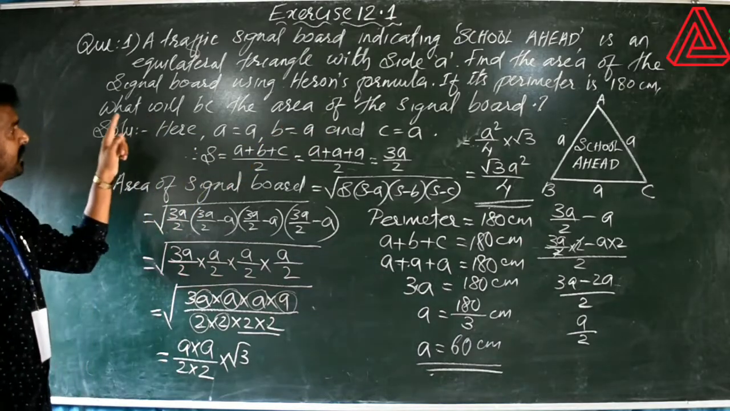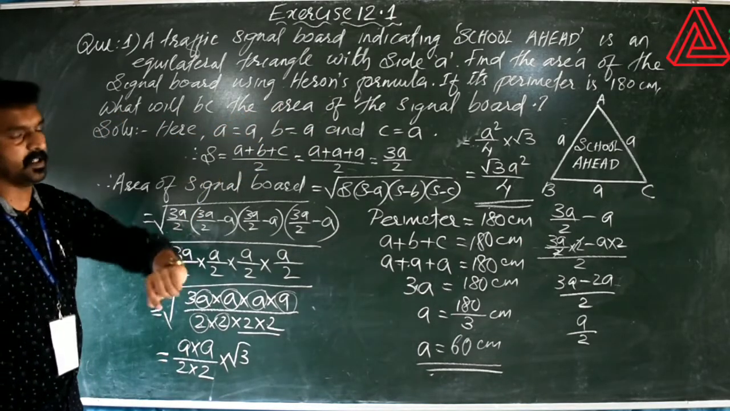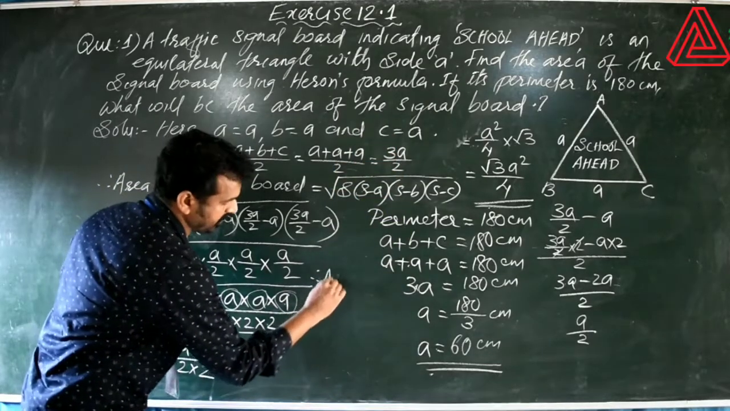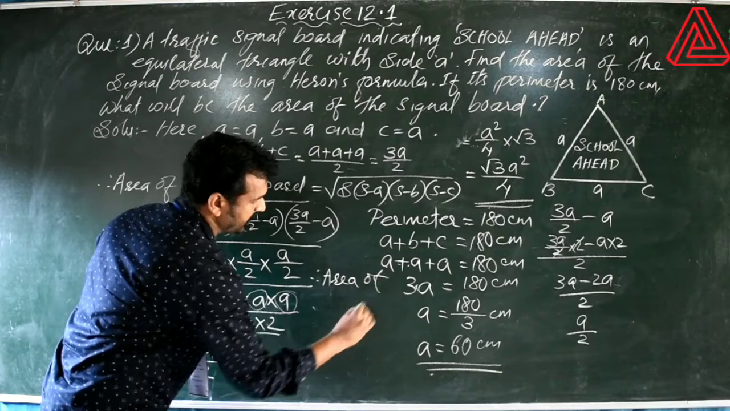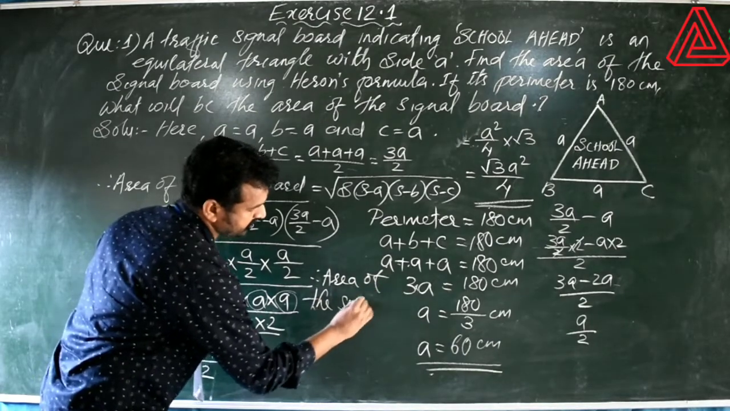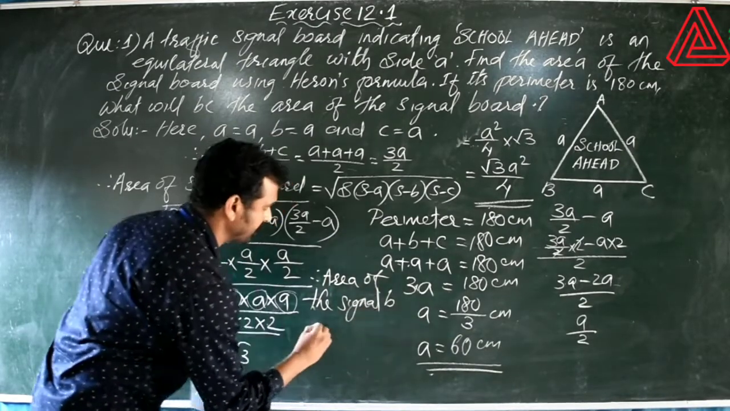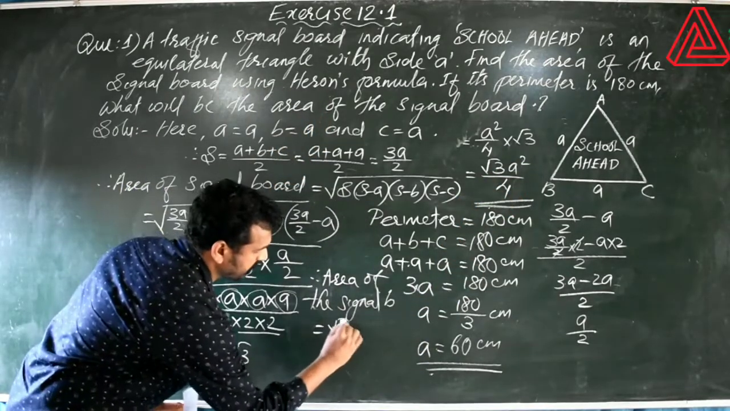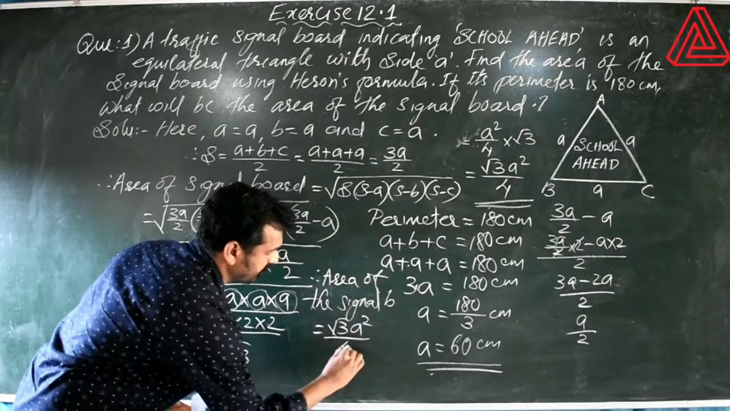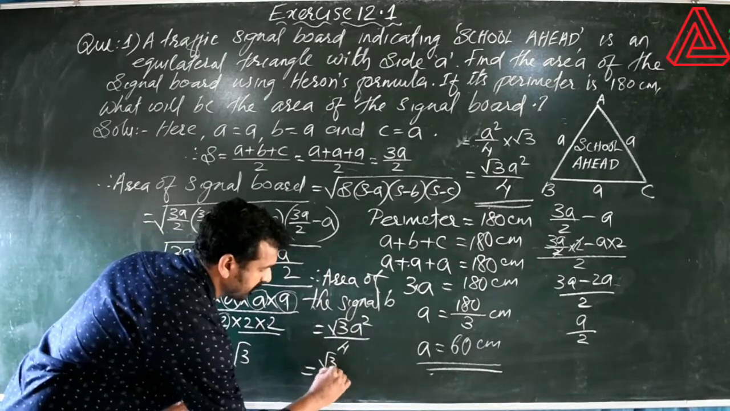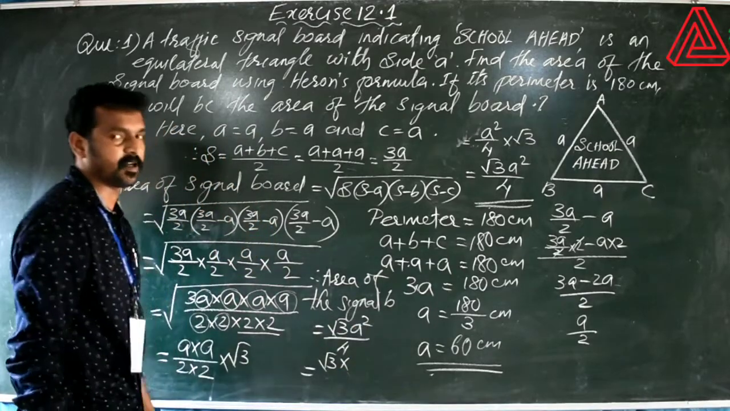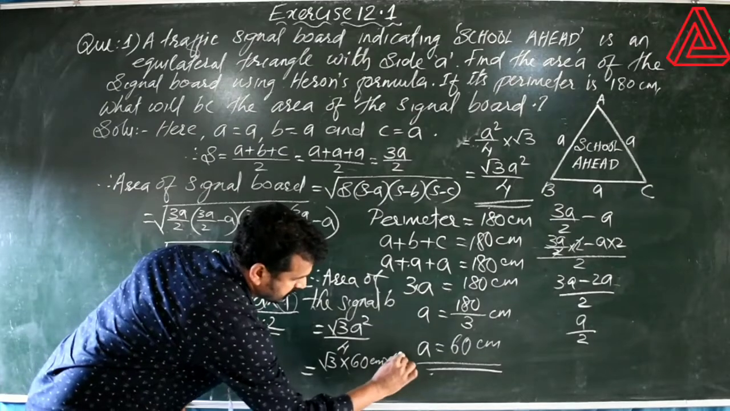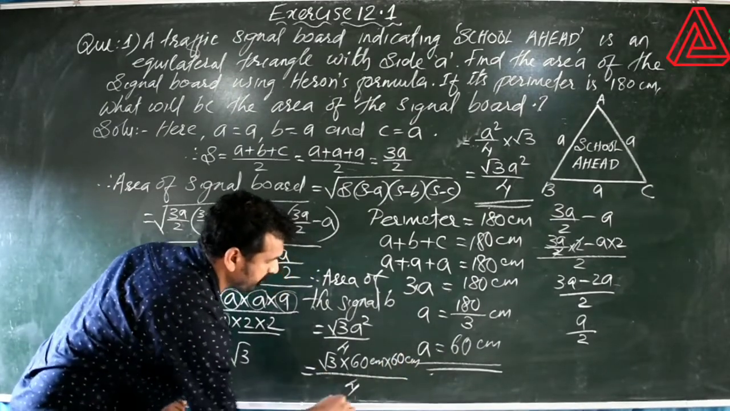If its perimeter is 180 centimeter, what will be the area of the signal board? Therefore, area of the signal board is equal to, what is the formula? Root 3 A square divided by 4. That is equal to root 3 into A square. A is multiplied 2 times, that is 60 centimeter into 60 centimeter divided by 4.